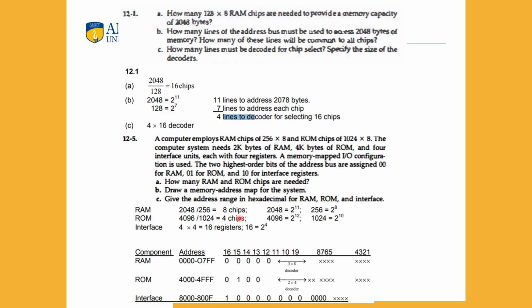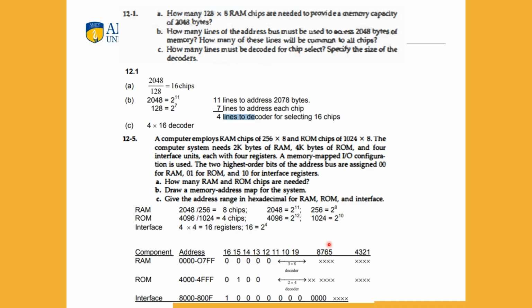We'll get the number of chips, and ROM will be again the memory required upon the ROM size. We'll get the chips for ROM as well, and then we can calculate the address lines for the memories, which will be 2 power 11 and 2 power 12. Hence we have 11 for the memory in RAM and 12 for the memory in ROM. While taking the size of the RAM and ROM, we can find 2 power 8 and 2 power 10. Hence we have 8 address lines to each chip in RAM and 10 to each chip in ROM.